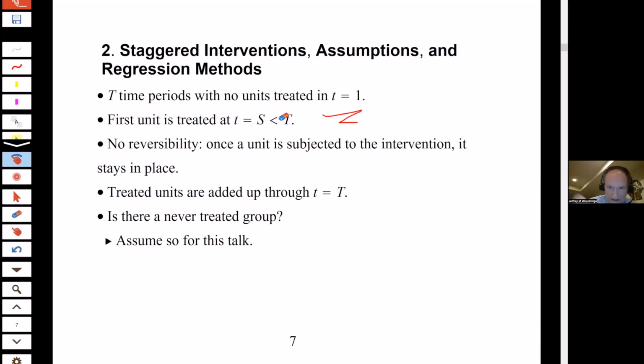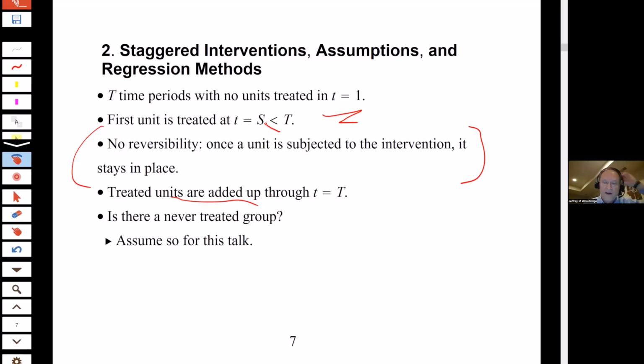Actually, you know what? It could be less than or equal to T. It's not very interesting if S is equal to T, because then you only have one treated time period, in which case the basic methods work quite well. So there's no reversibility. I've actually studied the reversibility question in the context of the regression analysis, and you can do some things. And then the idea of the staggering is that we have additional treatments up through time, the end of the period.